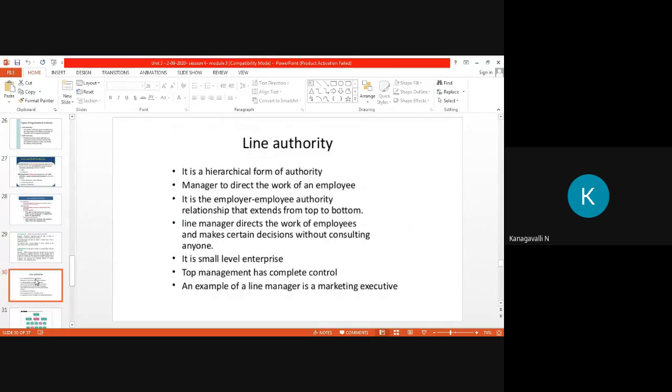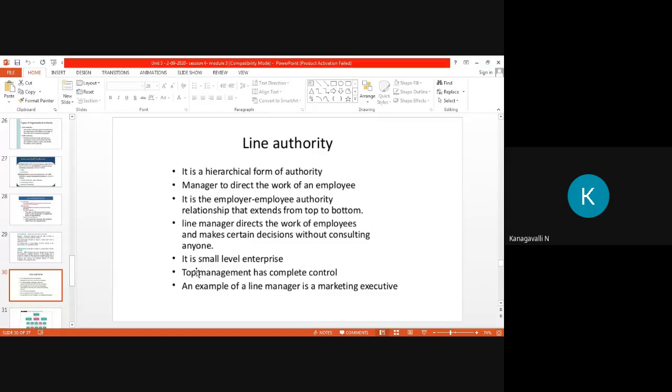Right? Then this line authority has common characteristics. There's a hierarchical form of authority. The manager directly communicates the work to one particular employee. There's the employer to employee authority relationship that extends from top to bottom.